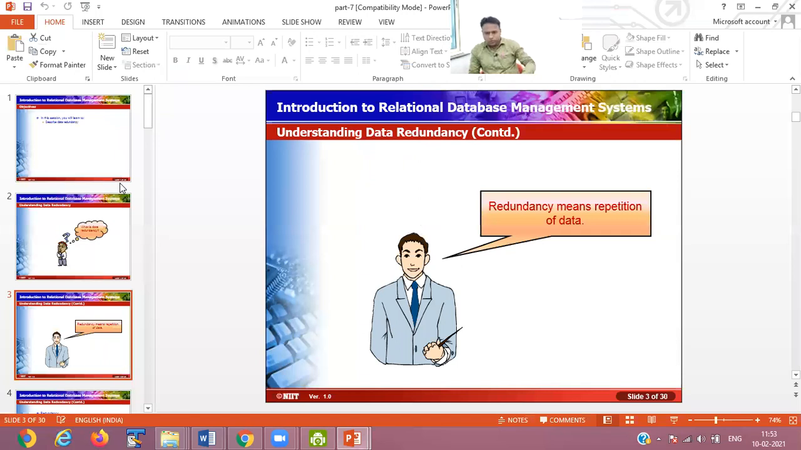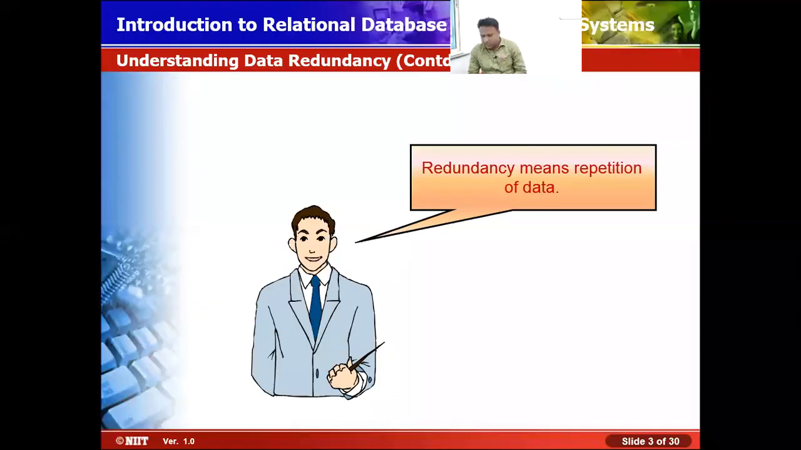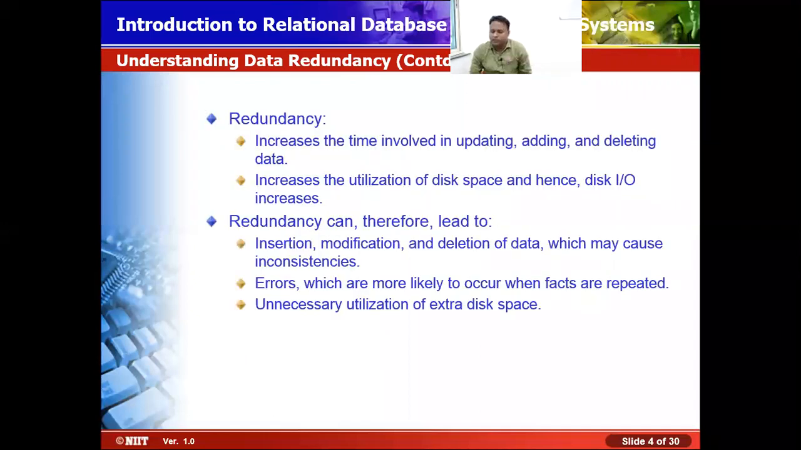Okay, now comes to redundancy. Redundancy means a repetition of data. Okay, so repetition of data is called redundancy. When redundancy comes, it increases the time involved in updating, adding and deleting data.